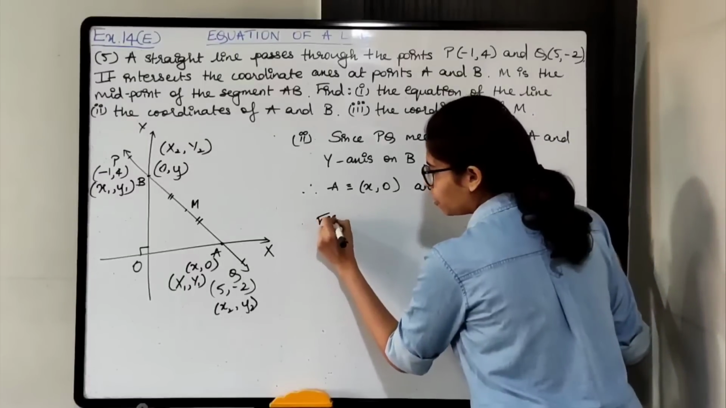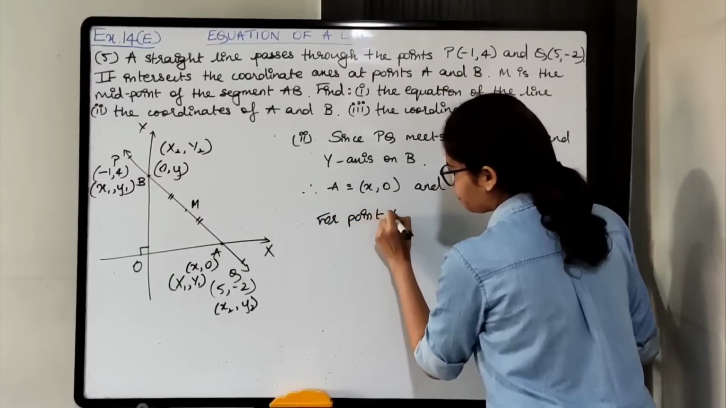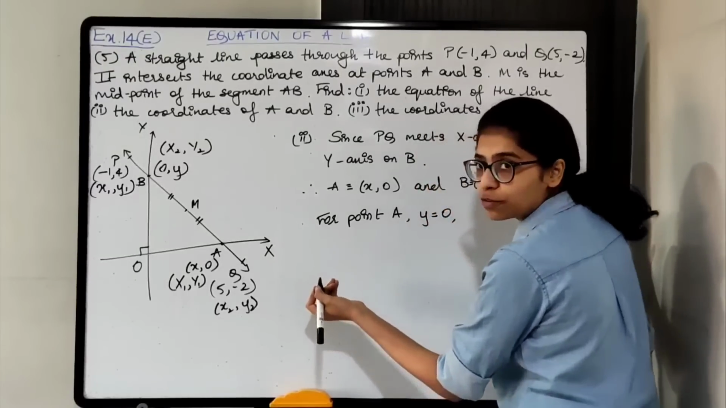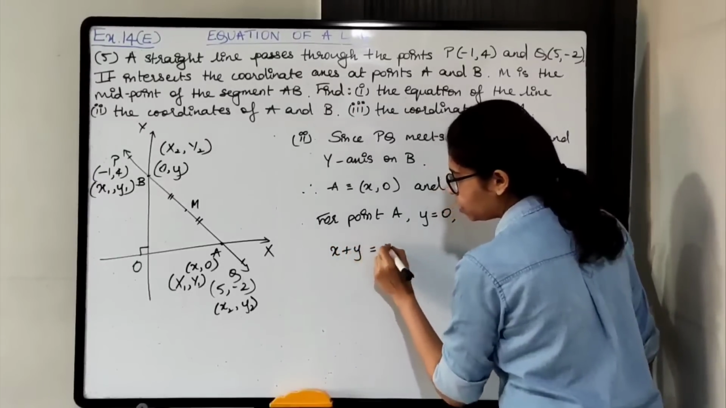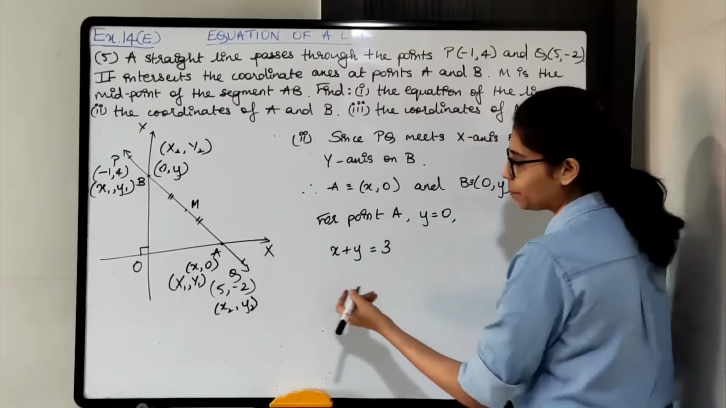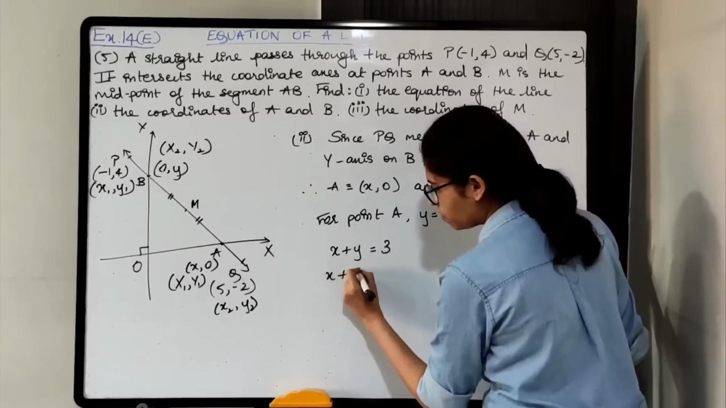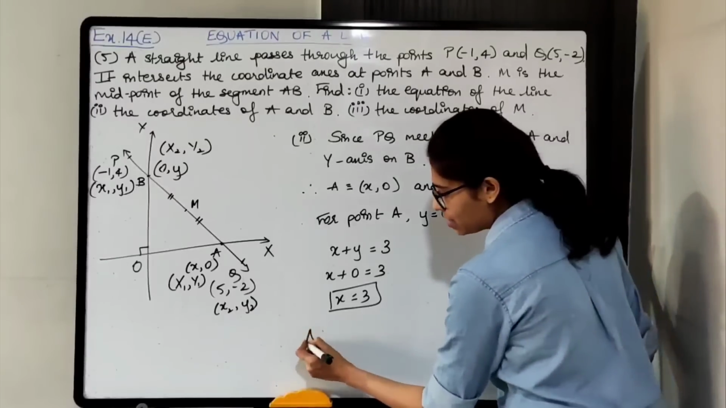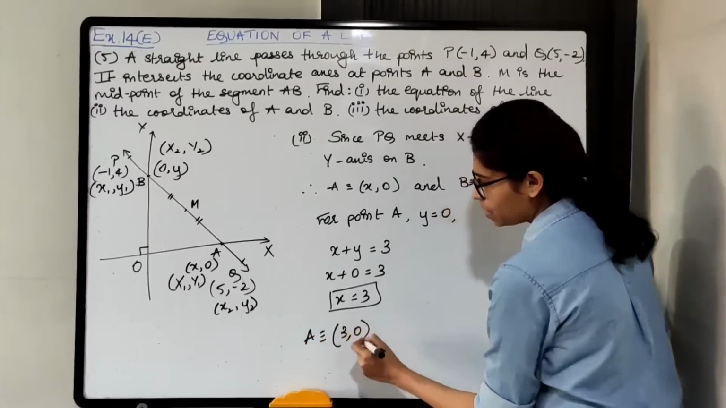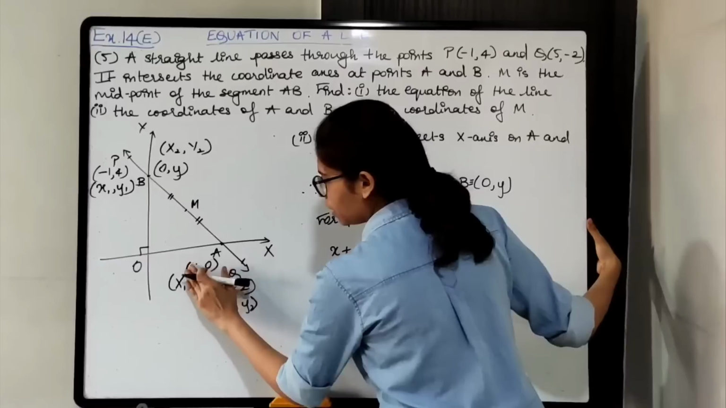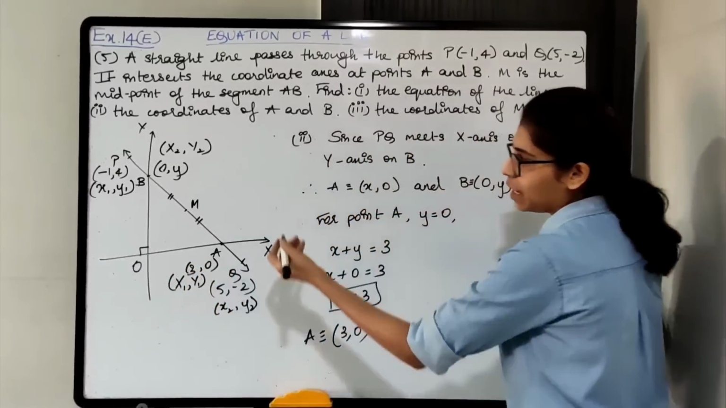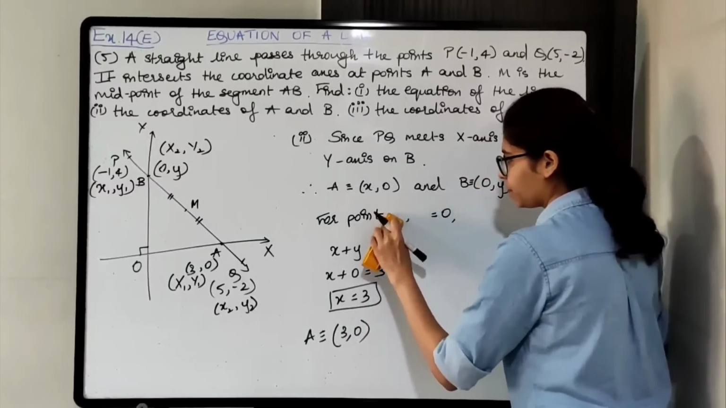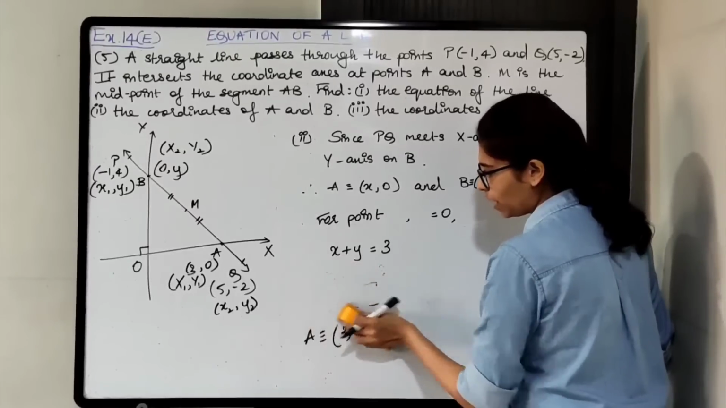So write down for point A y equals to 0. Therefore equation of the line is x plus y equals to 3, which we just got, है ना? So y is 0, therefore x is 3. Alright, so A is 3 comma 0. We got it. ये 3 comma 0 है. And for B we'll get 0 comma 3 because for B x will be 0. Okay, so y we'll get as 3.